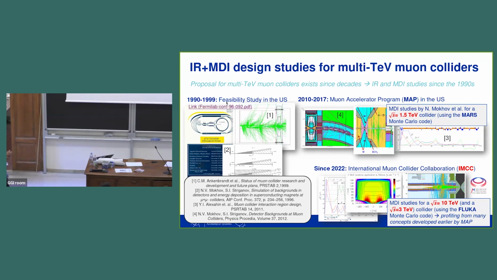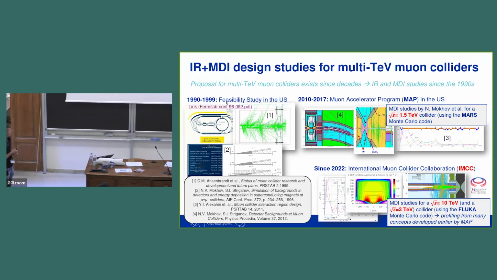But then in the scope of MAP, there were detailed MDI studies by Nikolai Mokhov and others from Fermilab for a 1.5 TeV center of mass muon collider. They were using the MARS Monte Carlo code, which is a Monte Carlo code developed at Fermilab. And you can see some of the models they were using. For example, this is the detector, this is some shielding configuration, you can see the machine here, and this here is the central region, just to have a focus on what they were using.